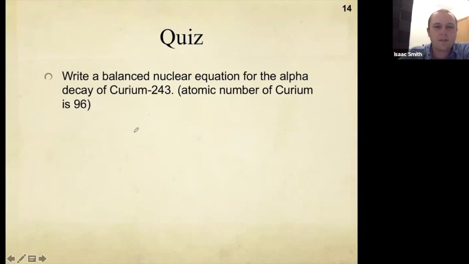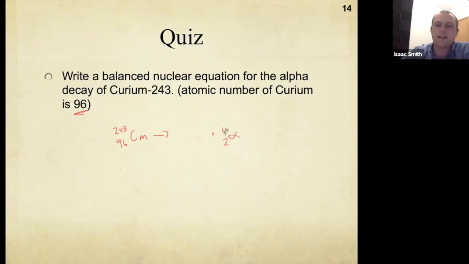So curium, the symbol is Cm. If you didn't know that one off the top of your head, obviously you may not, but I gave you the atomic number here so you can look it up. So 96, and the mass is 243, and it undergoes alpha decay, right?